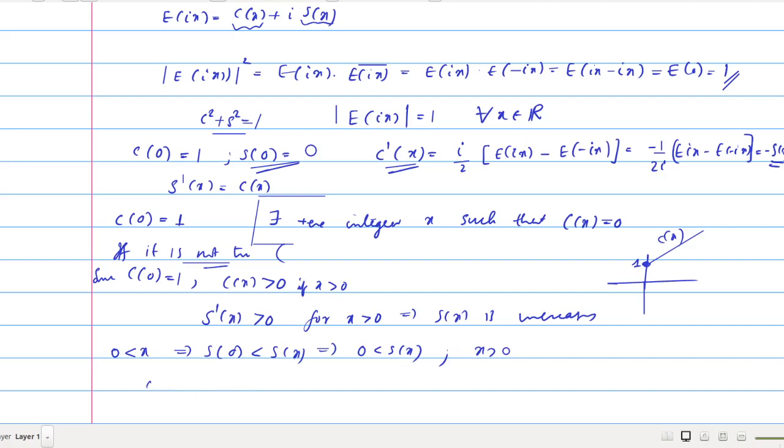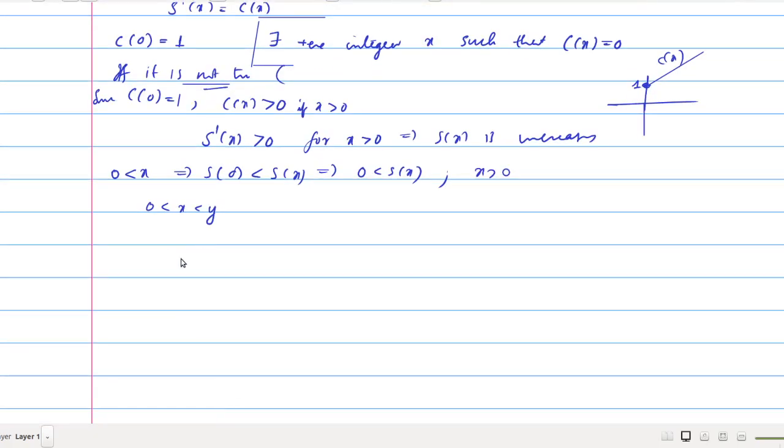Now we have 0 less than x less than y. If we choose any two numbers x and y such that x is less than y, we can write s of x into y minus x is less than integral x to y s of t dt. This is because we know that s of x is an increasing function, so if we choose any t in between x and y, s of x is always less than s of t.